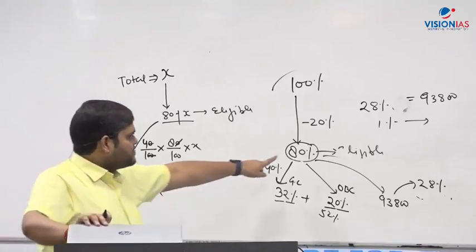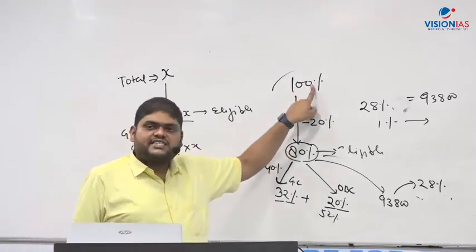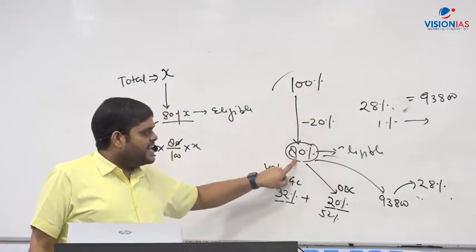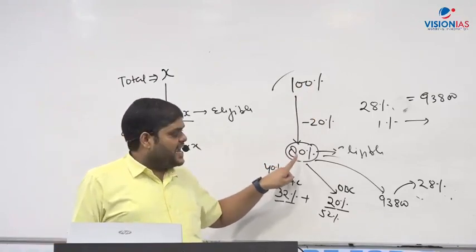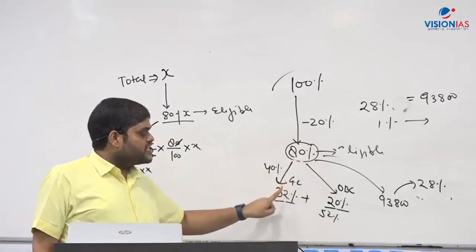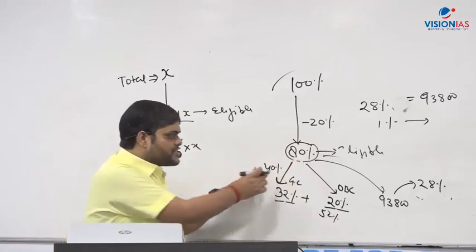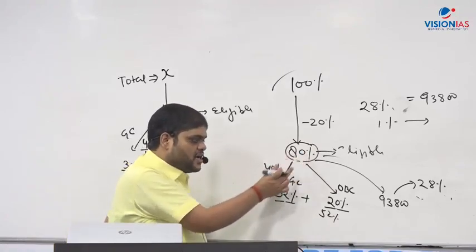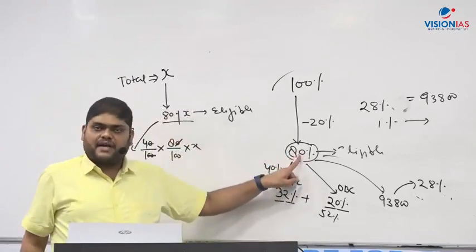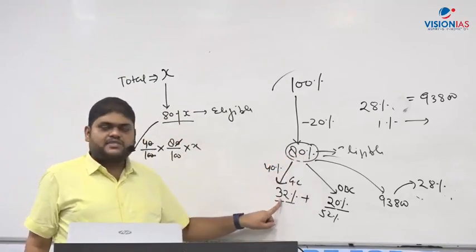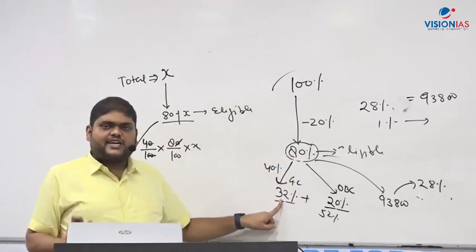And this thing I have done here: if suppose the total is 100%, eligible becomes 80%. So now the general category becomes 40% of this. So 40% of this becomes how much? 10% becomes 8, 40% becomes 32. I hope this is clear to everybody.